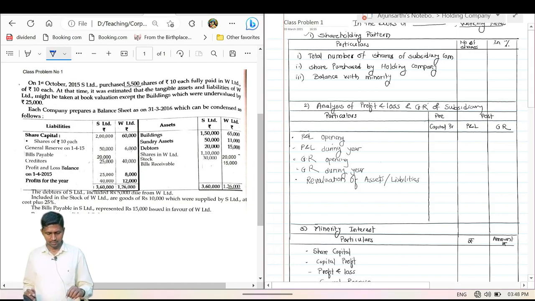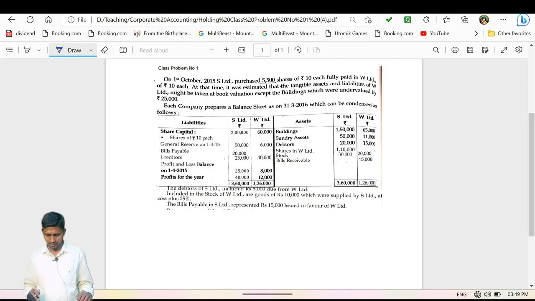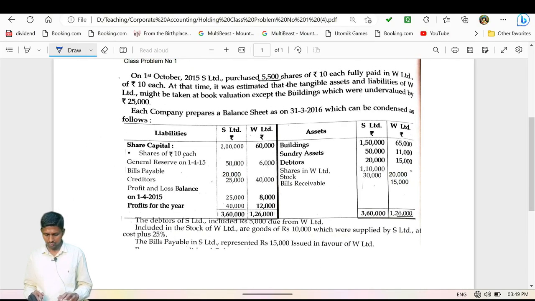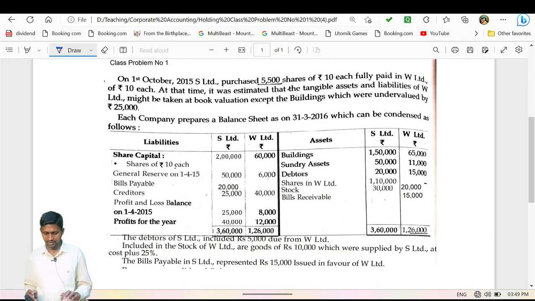Okay, should we start? This is the first problem. I already took this problem in regular class. Now just read the problem. On 1st October 2015, S Limited purchased 5,500 shares of rupees 10 each, fully paid, in W Limited at rupees 10 each. That means we have purchased a 10-rupee share at 10 rupees. In which company did we purchase the shares? S Limited purchased the shares in W Limited.